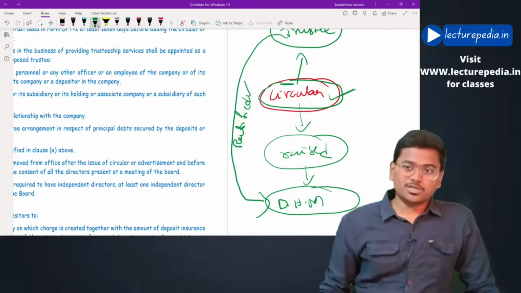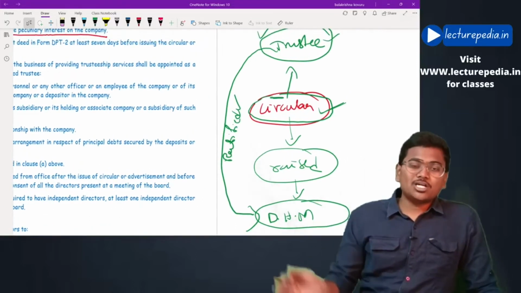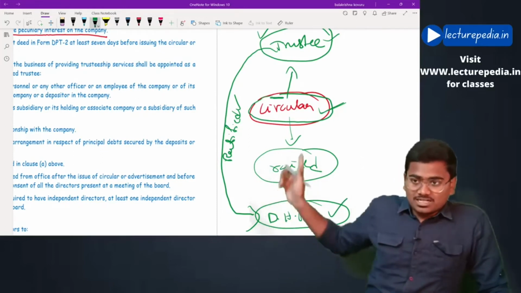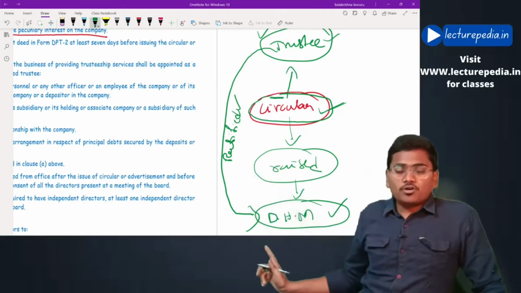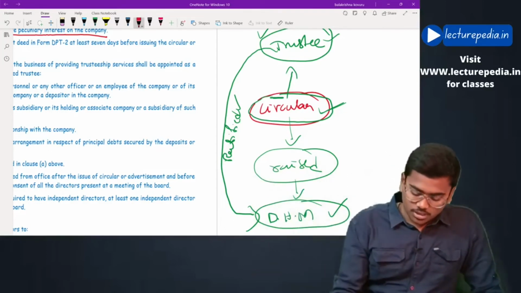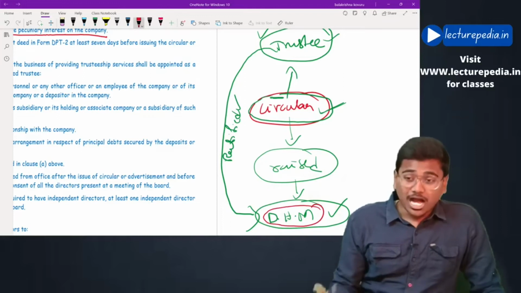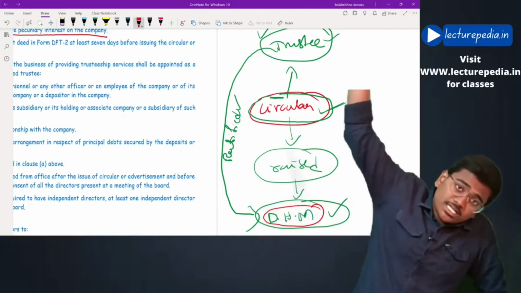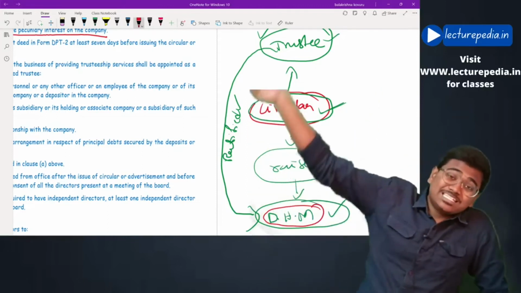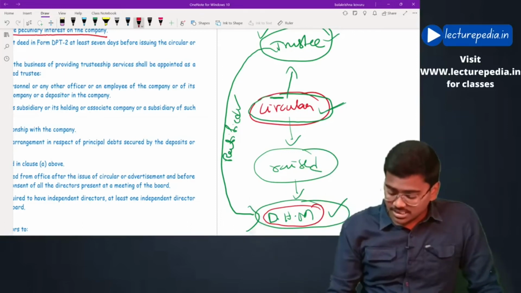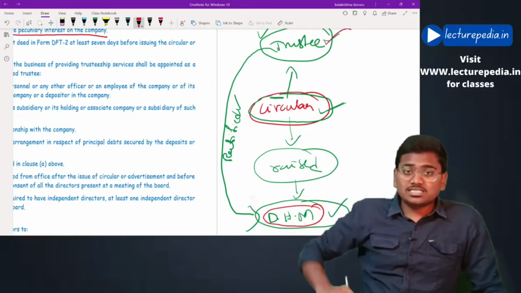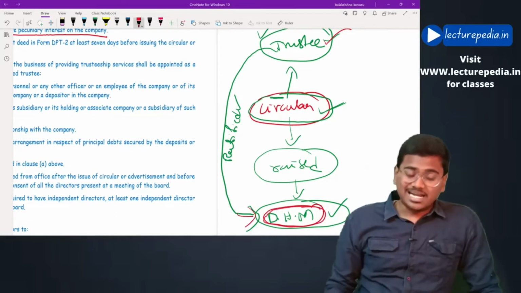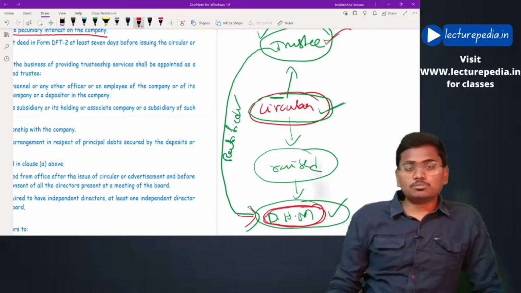Because the trustee is appointed on behalf of deposit holders only. Now, if the trustee is acting on behalf of deposit holders, first of all deposit holders have to approve the appointment of the trustee. Since the trustee was appointed long back by the company, before raising deposits, after raising deposits in the deposit holder meeting, they will first of all ratify the appointment of the trustee. Hope this is clear.